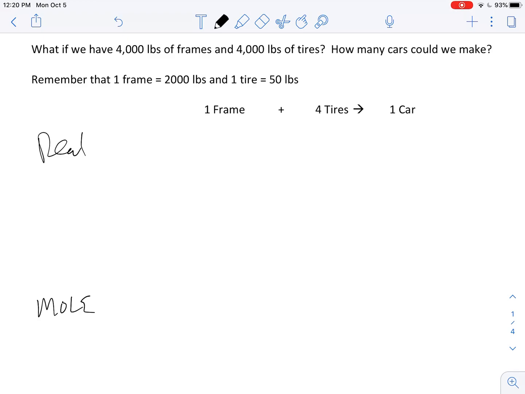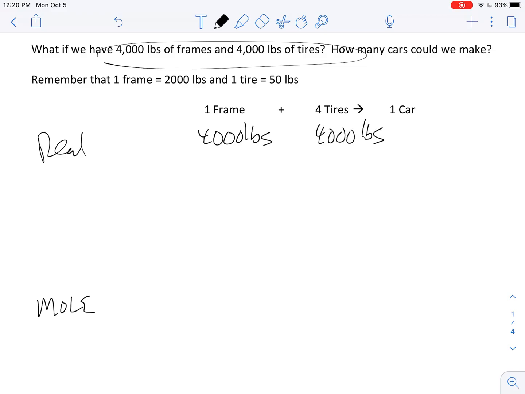Normally I give you one, and then I ask you about the other one over there. But according to this problem, let's say that some silly person decided to come up with 4,000 pounds of frames and 4,000 pounds of tires, and they want to go ahead and make cars. Well, hopefully right off the bat you realize just how silly of a process this is, because we're going to have way too many tires and not nearly enough frames to go on those. Why? Because we know that a frame is about 2,000 pounds.